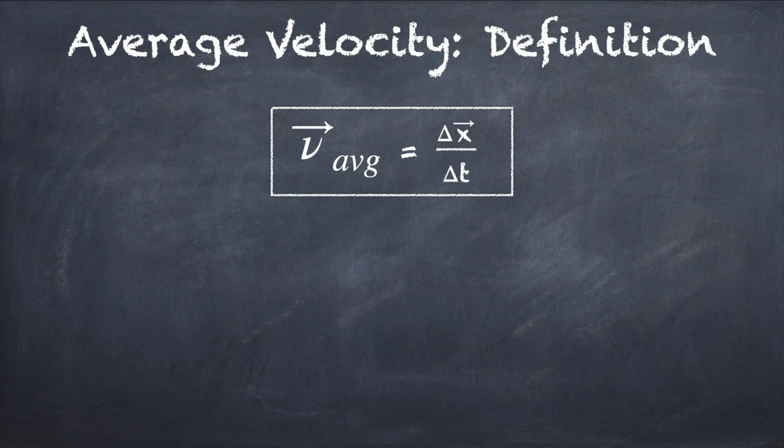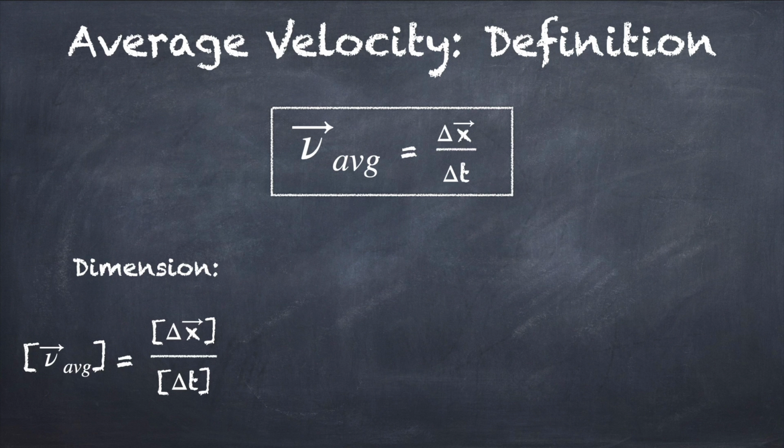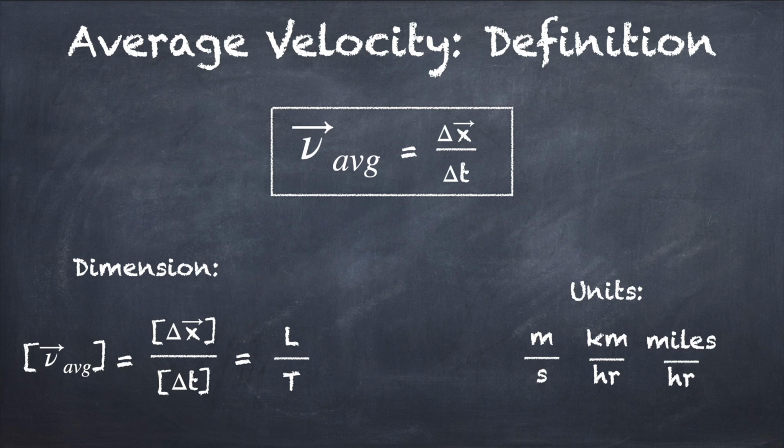From this expression, we see that the dimension of velocity is given by length over time, and therefore it will have units such as meters per second, kilometers per hour, or miles per hour, with meters per second being the standard SI unit.